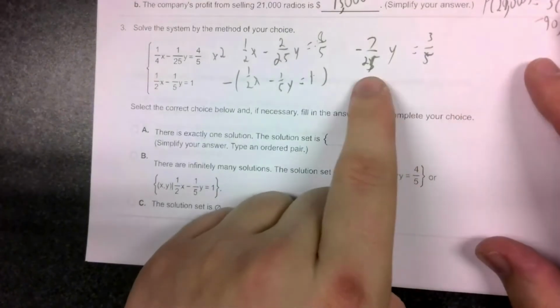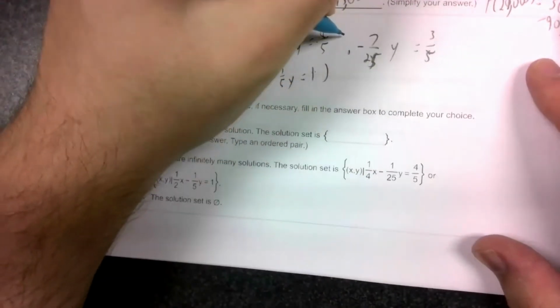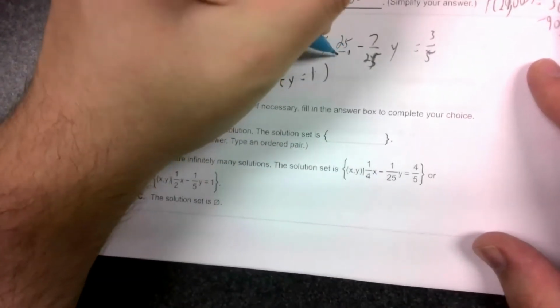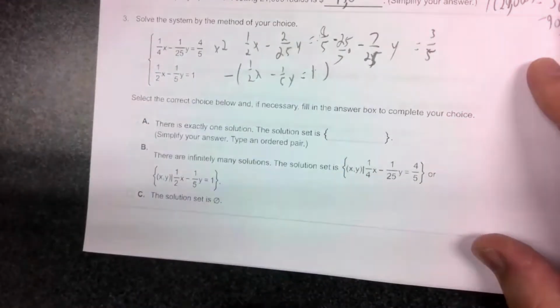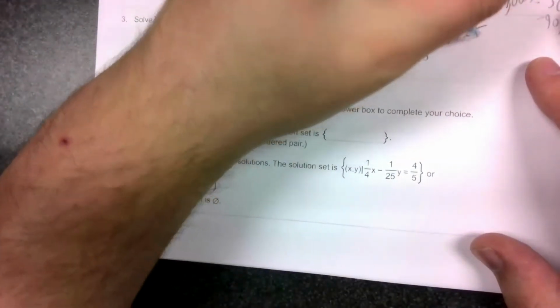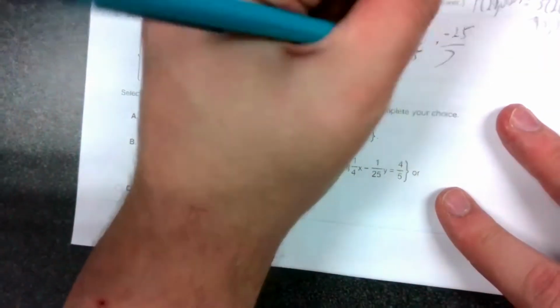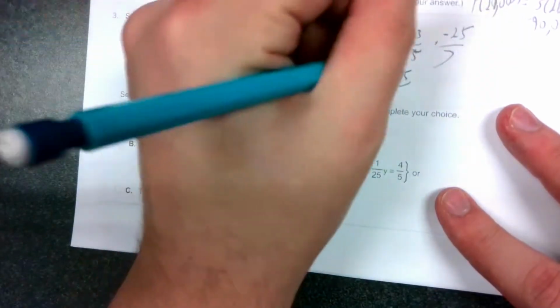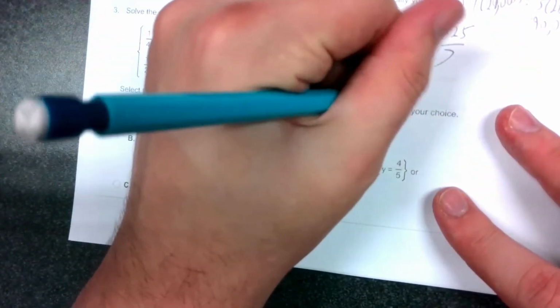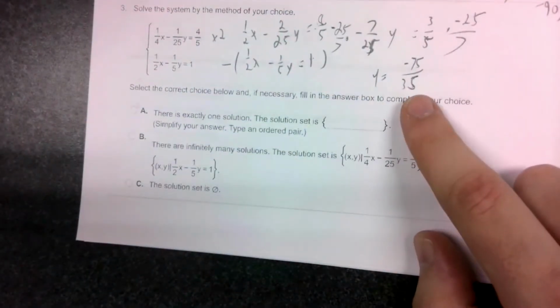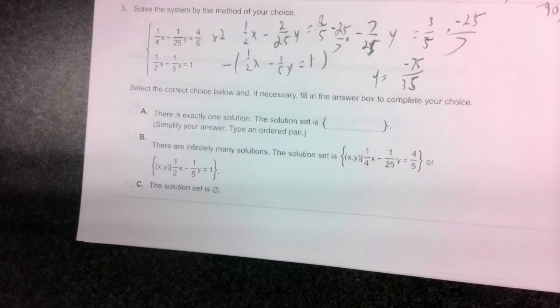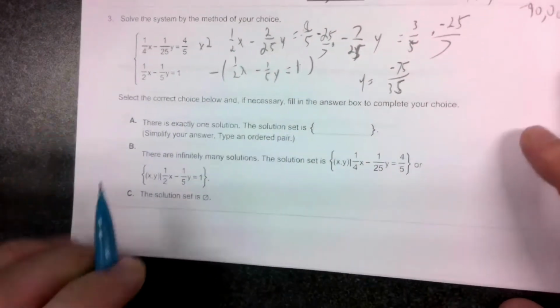Okay, after I've done that, I can multiply both sides by negative 25 over 7. So if I do that, I get 75 on the top. So I get y equals negative 75 over 35. And if we want to, we can simplify that, but I'm going to leave it as is.